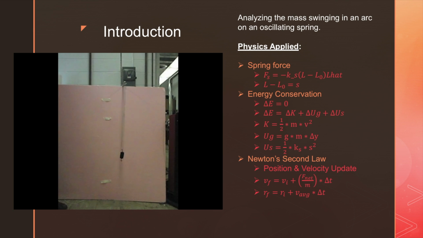We will also use the principle of conservation of energy, where the total change in energy in our system is zero, and the components that make up the total change in energy include the change in kinetic energy, where kinetic energy is 1/2 times mass times velocity squared, the change in gravitational potential energy, where gravitational potential energy with objects close to Earth's surface is mass times gravity times change in height, and the change in potential spring energy, where potential spring energy is 1/2 times the spring constant times the change in spring length compared to its resting length squared. Like always, we will also put Newton's second law to use via the familiar velocity and position update equations as shown here.